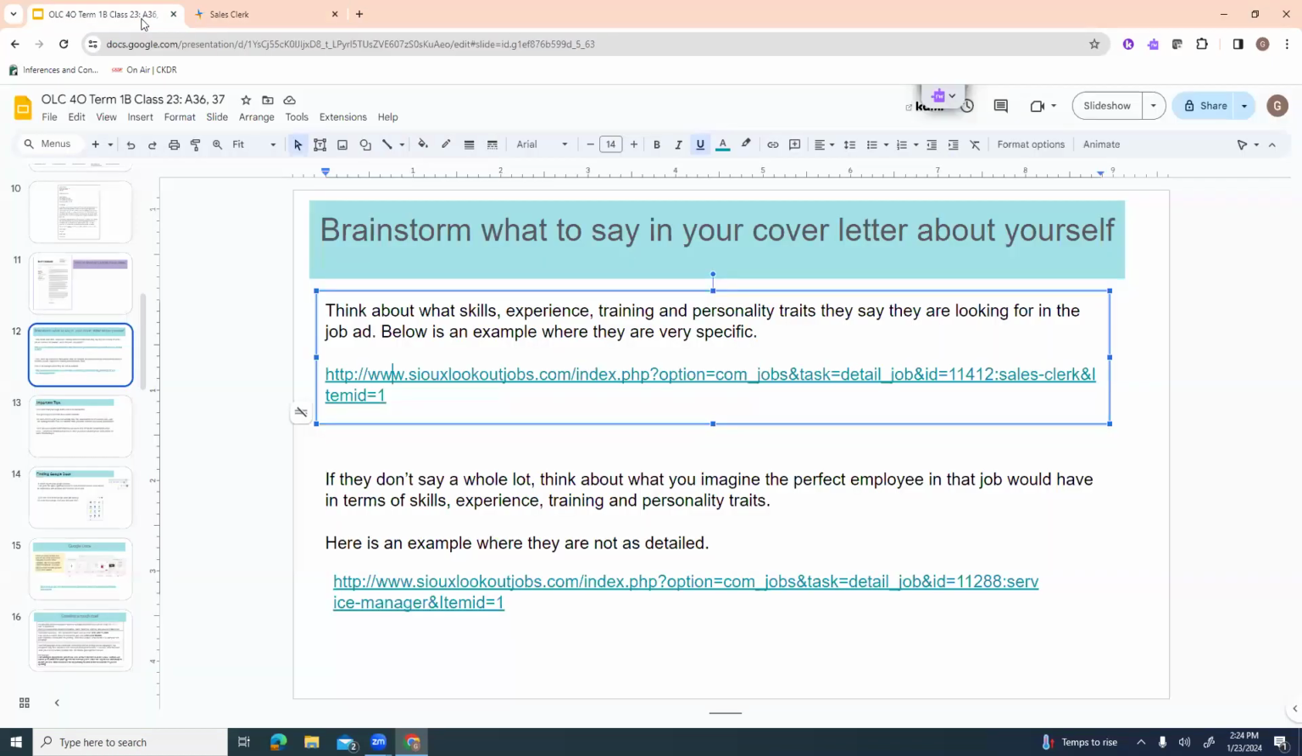All right. If they don't say a whole lot, because sometimes people will just put something like looking for a sales cashier, apply here, and they don't really give you any details, then you need to think about what you imagine the perfect employee in that job would have in terms of their skills, experience, training, and personality traits. I think it's kind of obvious what I'm trying to say here.